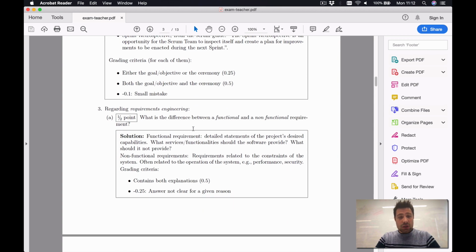Regarding requirements engineering, this one we observed lots of different answers. I think one common mistake I observed in there was that some people said that functional requirements are important features, whereas non-functional requirements are the less important features. So this is not correct. The importance of the features are not really related to whether they are functional or non-functional requirements, right?